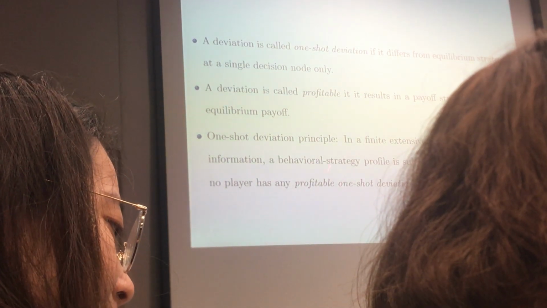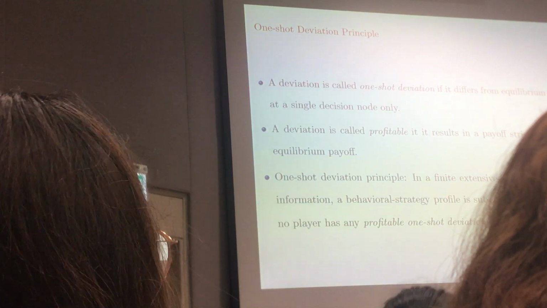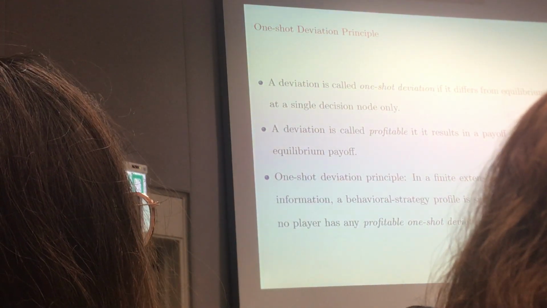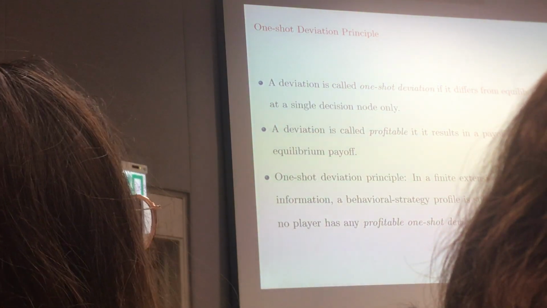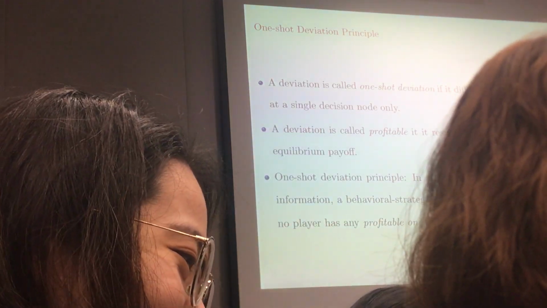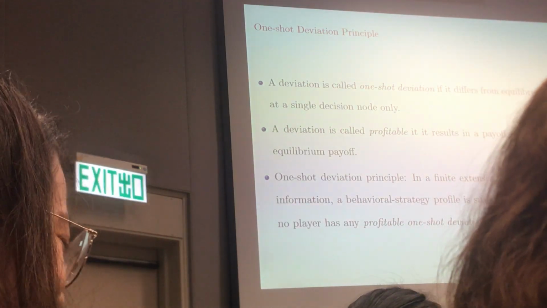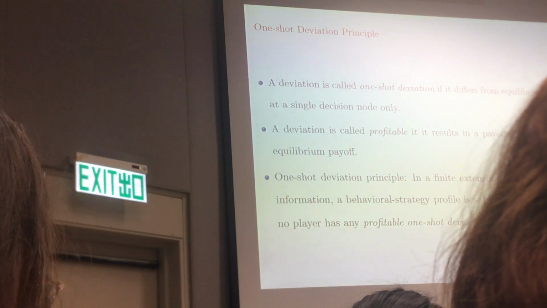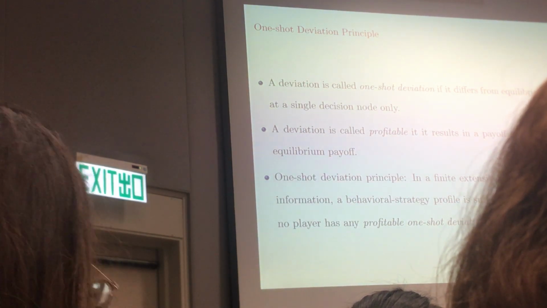The one-shot deviation principle is true for finite extensive form games with perfect information. So the natural question is, what if the game is not finite? And also, what if there is no perfect information? The natural question is whether the one-shot deviation principle continues to hold true even for these other cases.